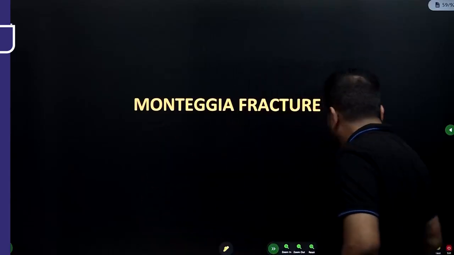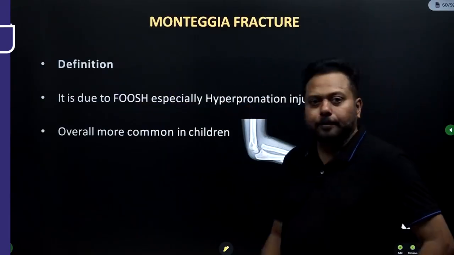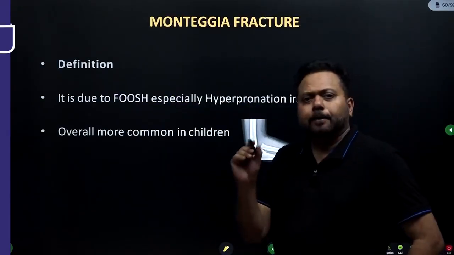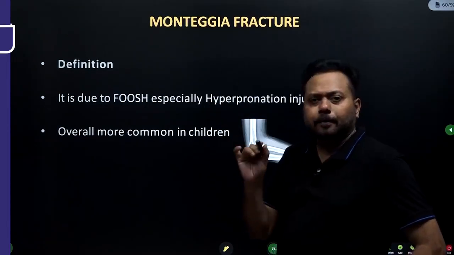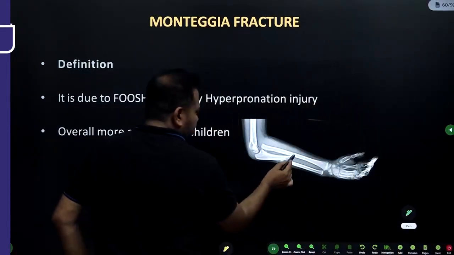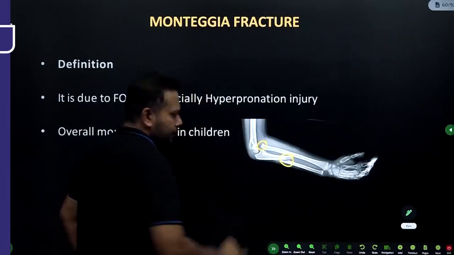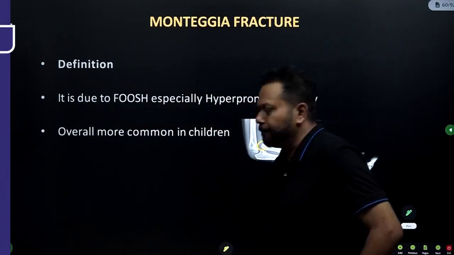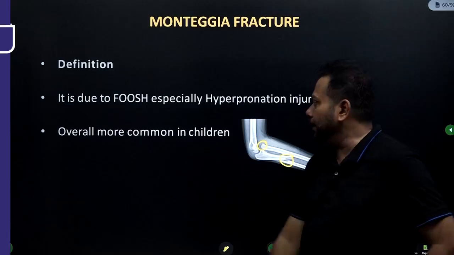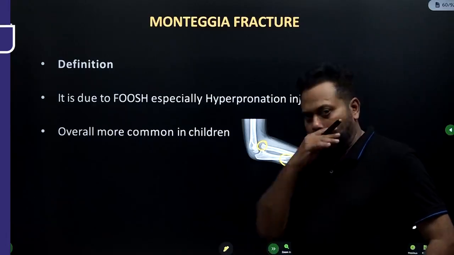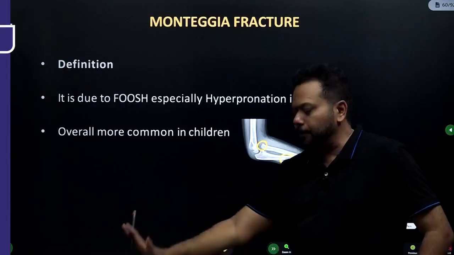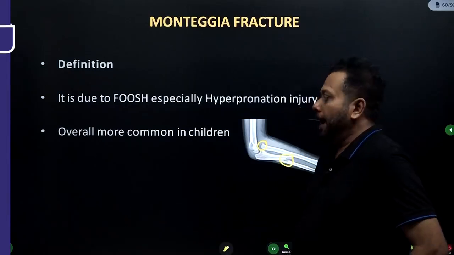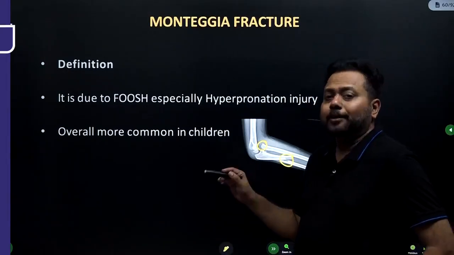Dear friends, we will move on to another very short topic, Monteggia's fracture. What is Monteggia's fracture? Definition: it is fracture of the upper third ulna with radial head subluxation. This is called Monteggia. It is due to fall on outstretched hand in hyperpronated forearm. This is supination, this is hyperpronated forearm. And overall, this is more common in children than adults.